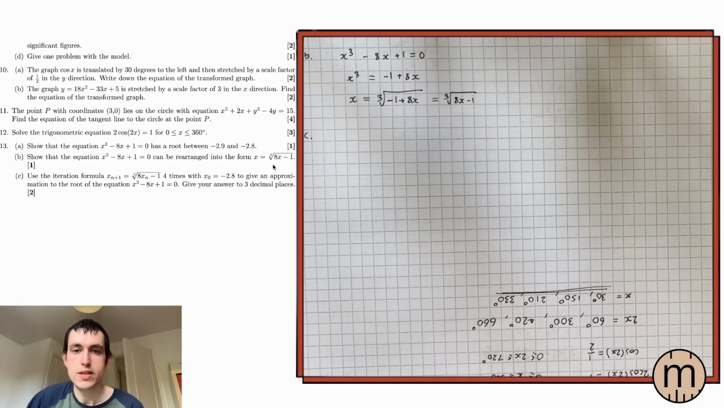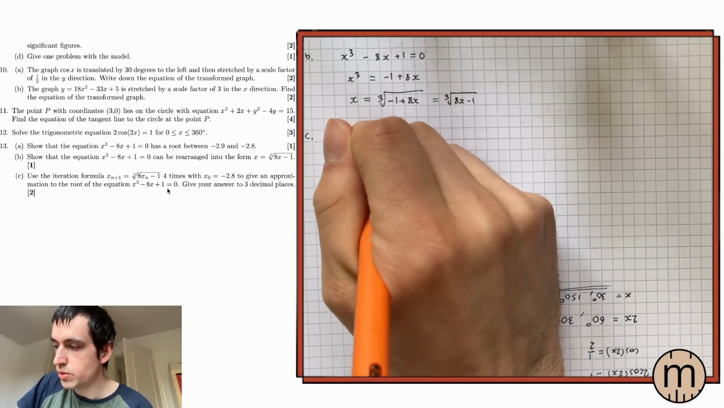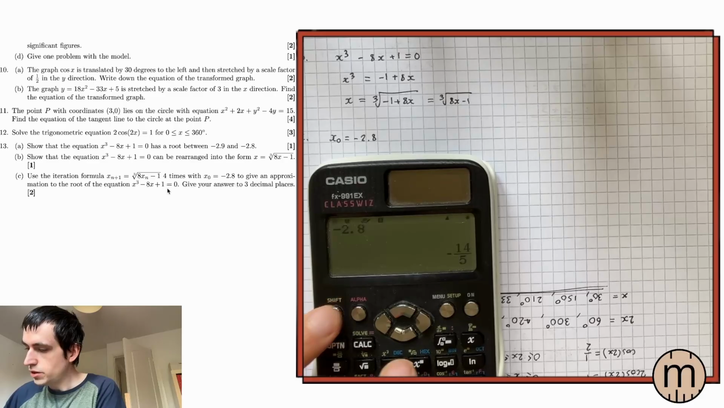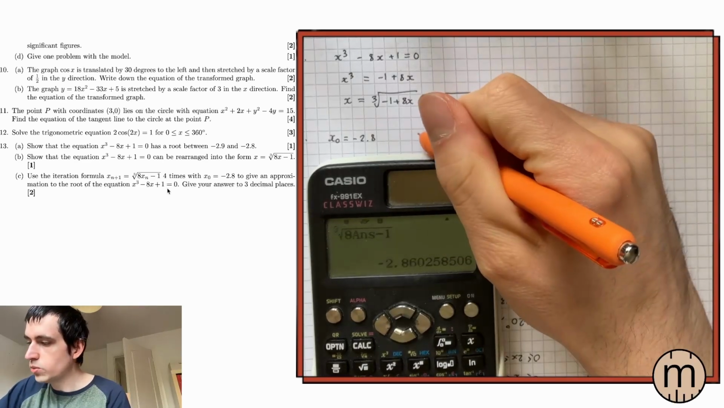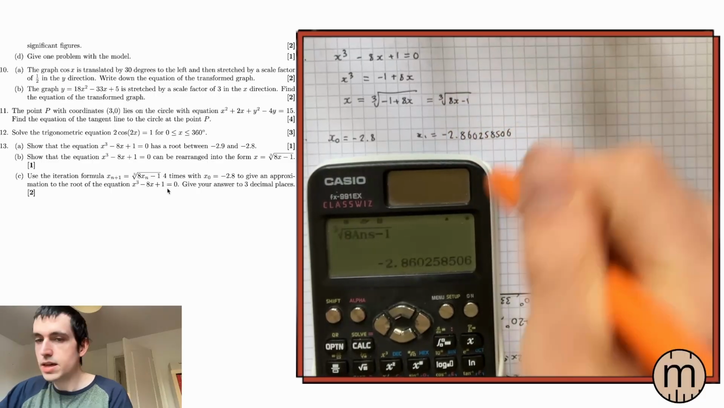For part C, now we actually do something a bit more useful. We use the iterative formula, which is based off what we did in part B. We have the starting value minus 2.8 given, and we need to find an approximation of the root. So let's see, we've got x0 is equal to minus 2.8. I'm going to take that, pop it into the calculator and click equals, so it's saved as my answer. Then I'm going to do the cube root of 8 answer minus 1. This is my next approximation, so this is what we'll call x1, minus 2.86 and so on.